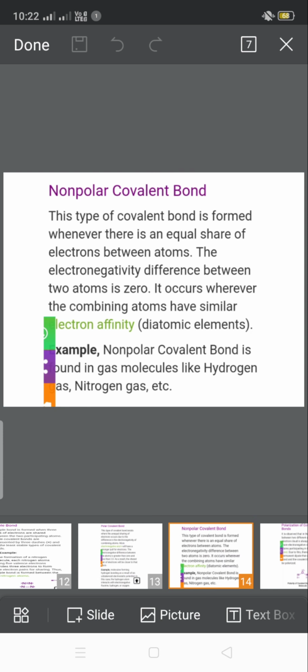Non-polar covalent bond. This type of covalent bond is formed whenever there is an equal share of electrons between atoms. The electronegativity difference between the two atoms is 0. It occurs wherever the combining atoms have similar electron affinity. Example: non-polar covalent bond is found in gas molecules like hydrogen gas, nitrogen gas.